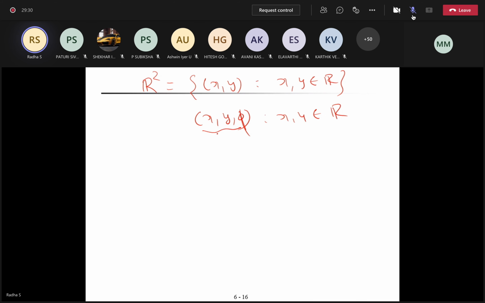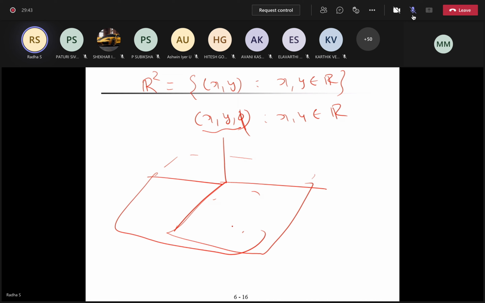That means you're taking the set of all points x comma y which lie along the plane z equal to 0. Along this plane, even this side, everywhere, what are all the points available? All those points you are viewing. So it is only x comma y, right? It is R square.